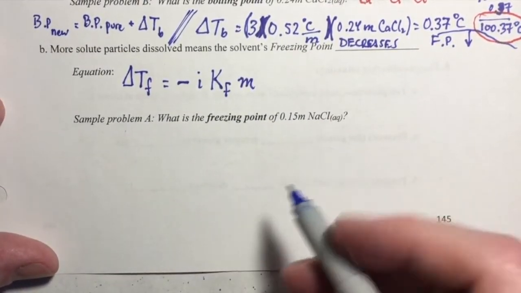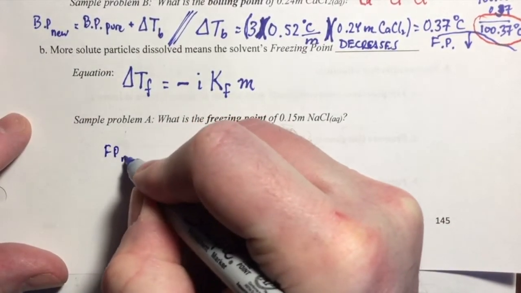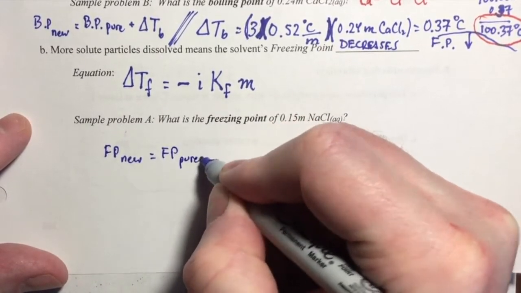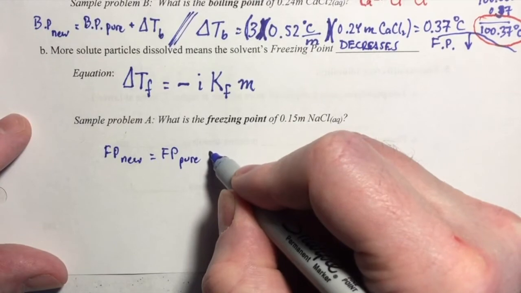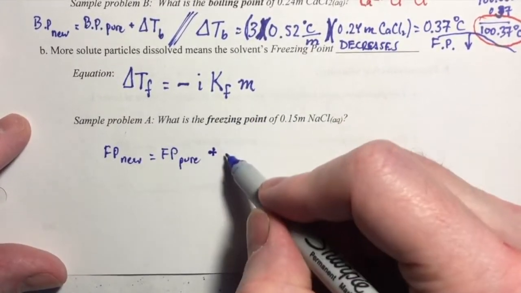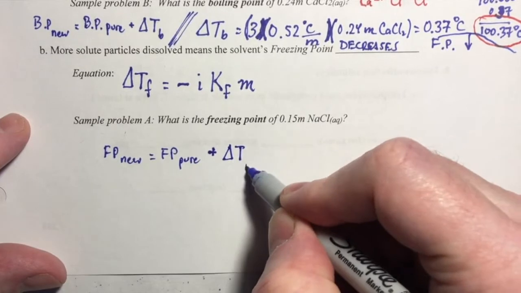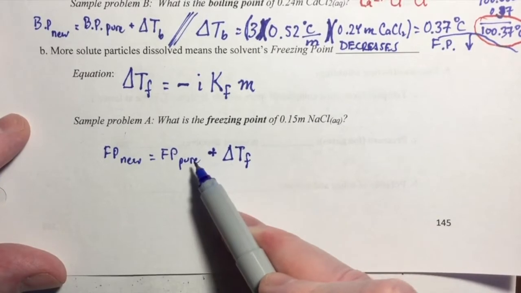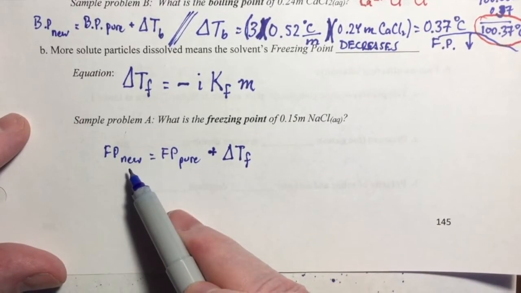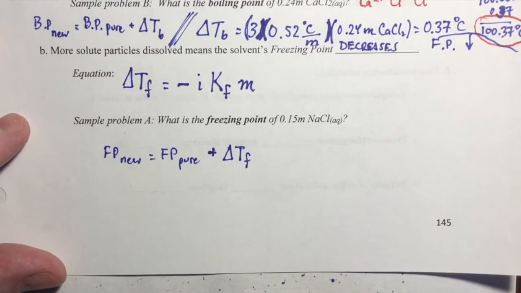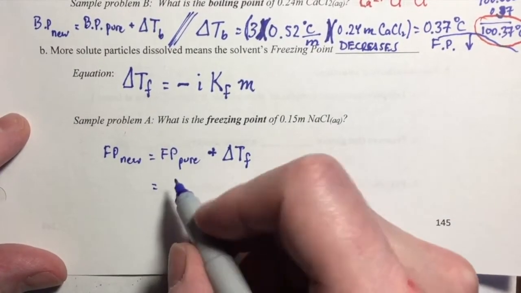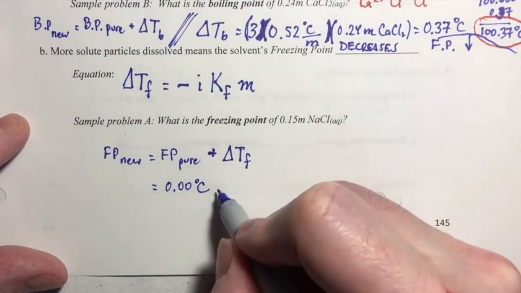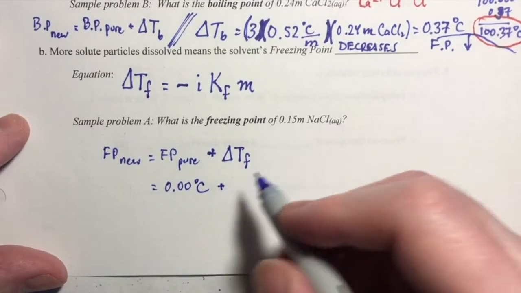So what is the freezing point? The new freezing point is the freezing point of the pure solvent, of pure water, plus the change in the freezing point. We know that that is going to be a negative value, right? So the new freezing point is going to be lower than the original. We know that the pure freezing point of water is 0.00 degrees Celsius plus our delta T.